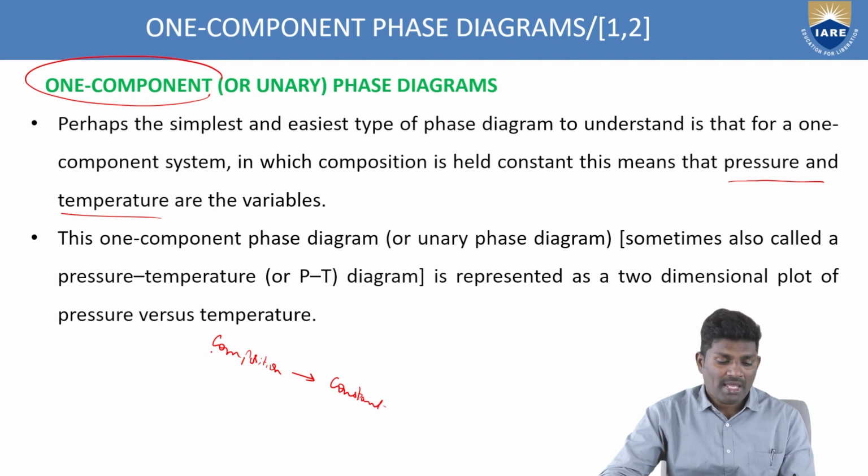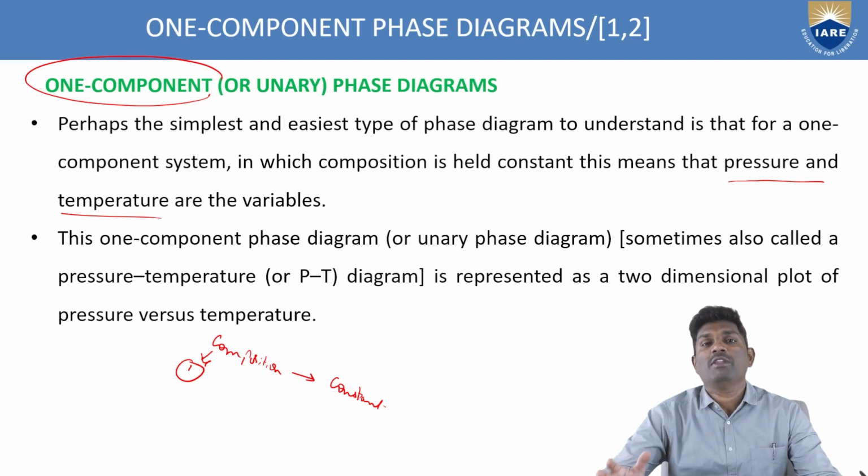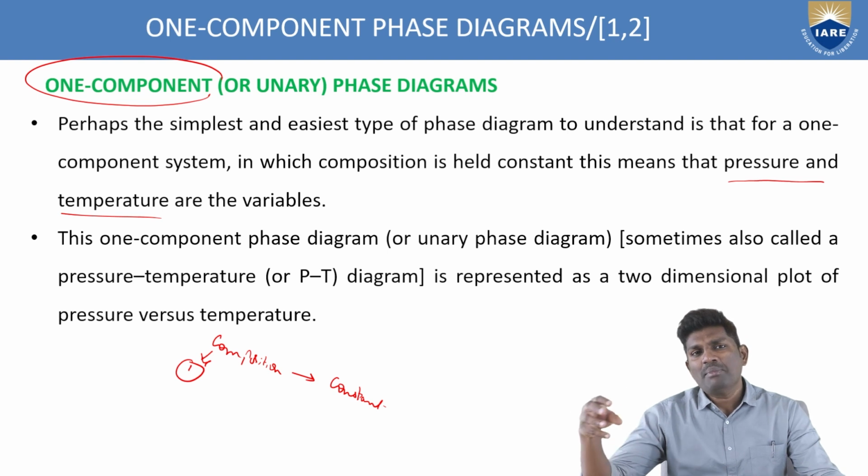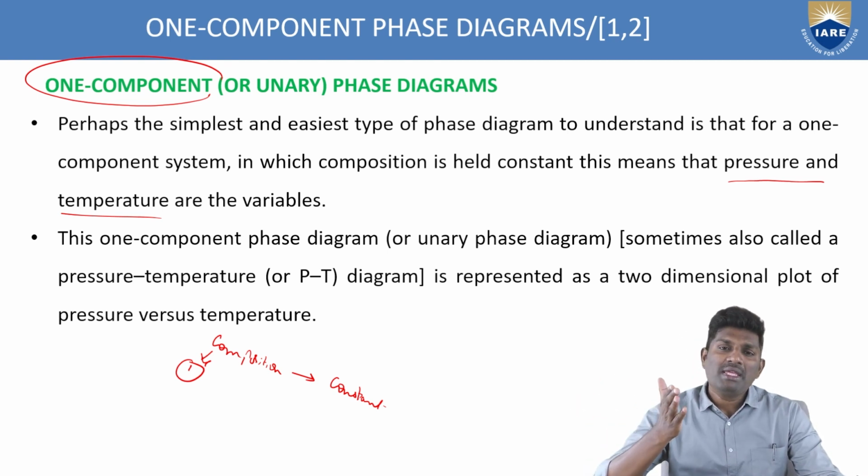What is that? We are making this one variable constant. That is, the composition we are making as a constant, and temperature and pressure, of course, these are variables. And since we are making one component, that is the composition, constant here, that's why it is called a unitary phase diagram. That is the one component phase diagram.